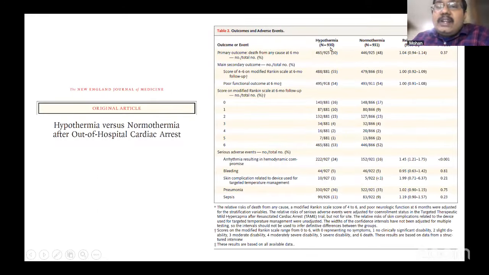So what we can see here is it's a big trial, 930 patients in hypothermia, 931 in normothermia, and we can see that the primary outcome didn't differ in either of the groups. It is the same for the secondary outcome, where the poor functional outcomes are similar in both groups. They also suggest that arrhythmias are a bit more frequent in the hypothermia group. Otherwise, it is now known that hypothermia or normothermia, it doesn't matter after ROSC.